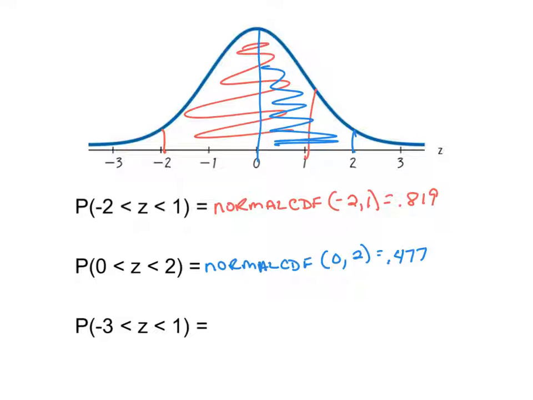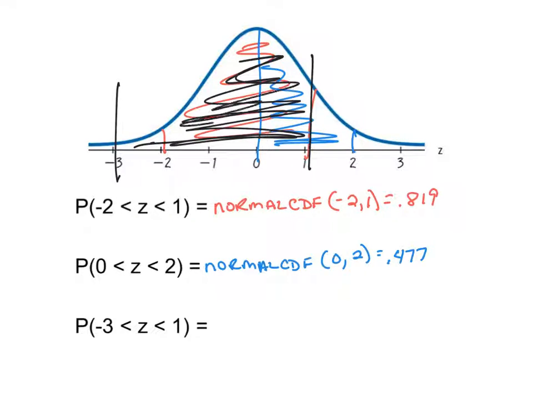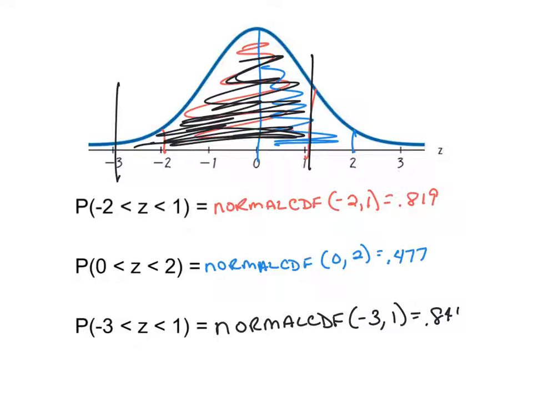And the last example I have here, between -3 and +1, that much of the curve. Again, if it's not symmetric, if it's not the part that I should have memorized, I go to my normal CDF, left to right. 3 decimal places makes 0.840.